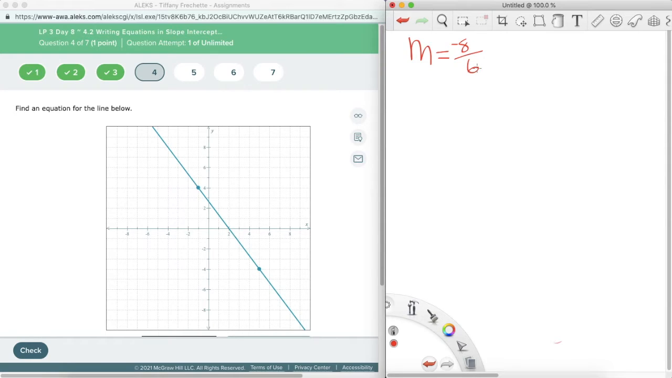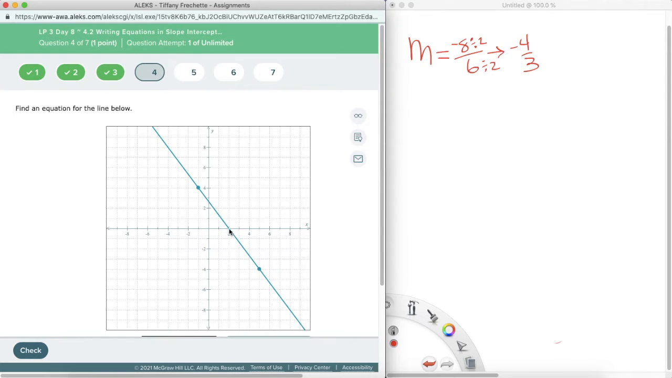So this is my slope. I want to reduce this. I don't want to leave it at 8/6 because they can both divide by 2. So I'd have -4 thirds. I have to go down 4, and then I can go right 3. And if you notice, I land right on top of a point if I do that. If I go down 4 again and I go right 3, there I go, on the next point.